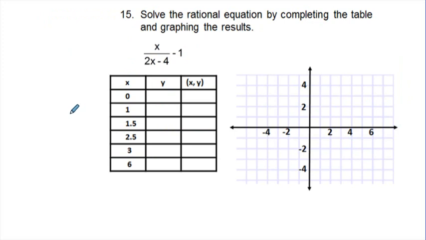Next, problem 15. Solve the rational equation by completing the table and graphing the results.